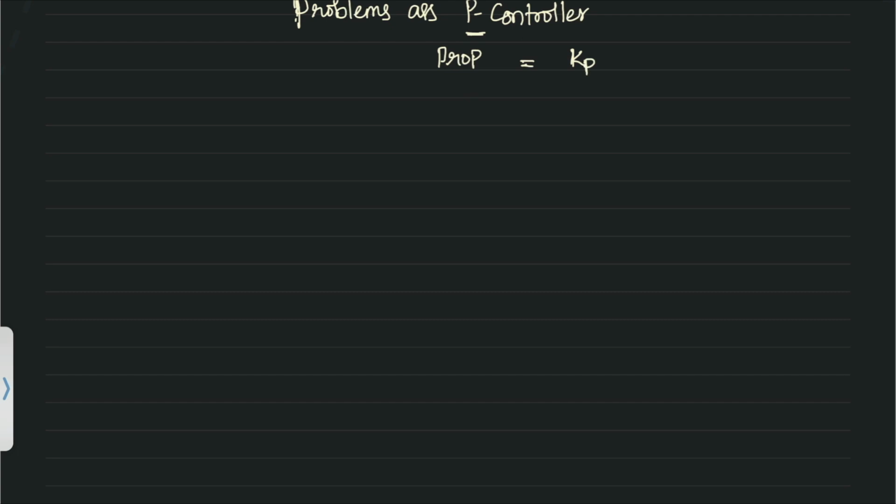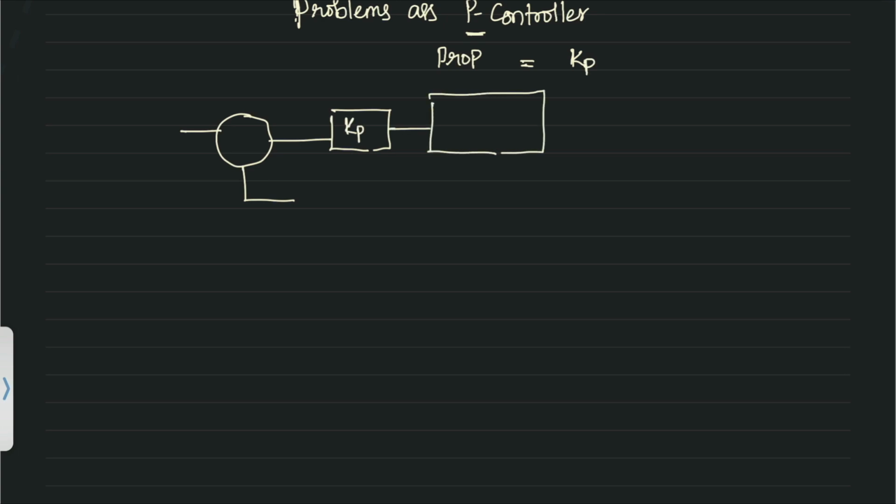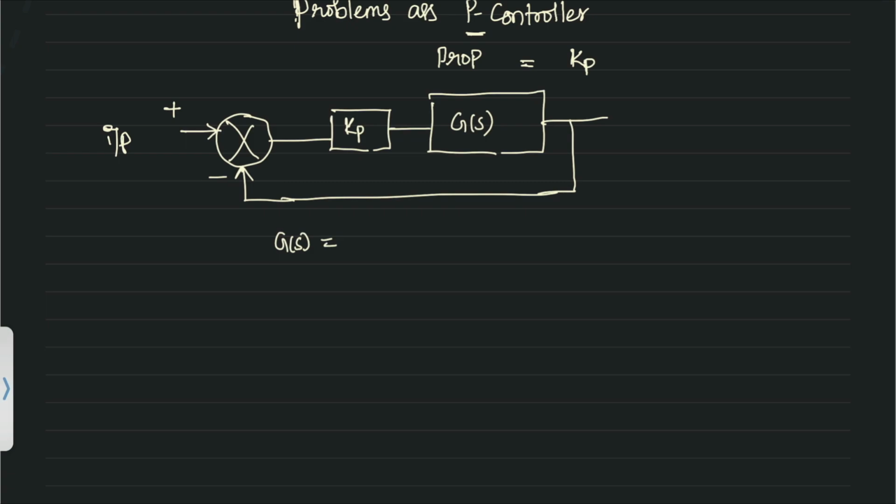Let me take a system. Here I add the proportional controller Kp, and let me assume there is a system G of s. This is a unity feedback system, and this is the input. Let me assume G of s is some K by s into s plus 2.